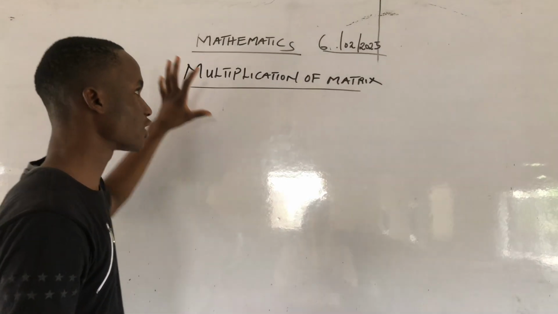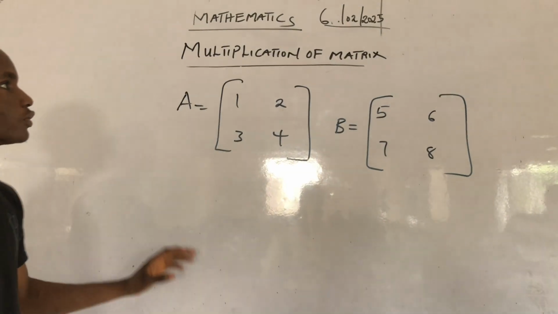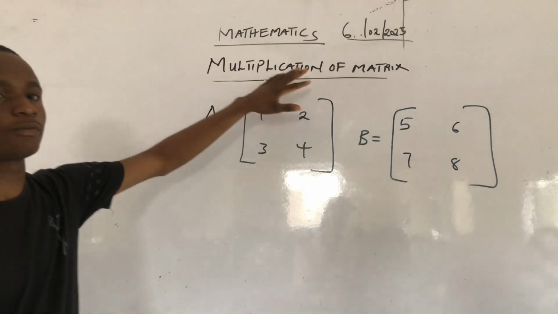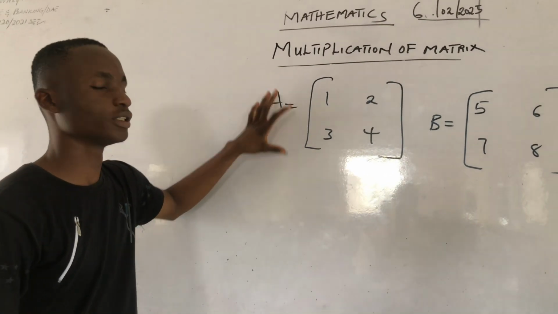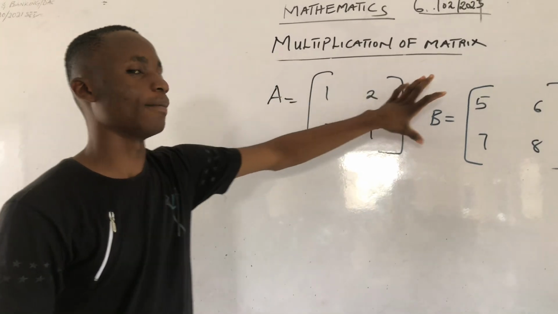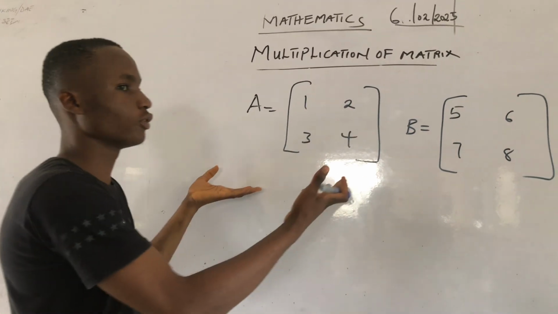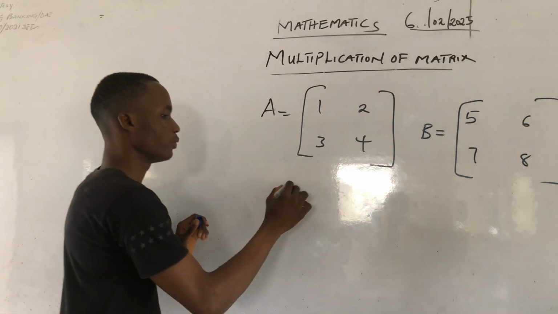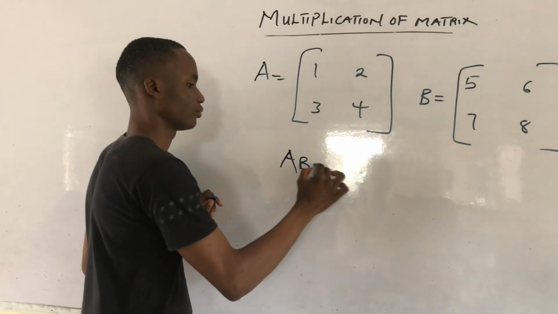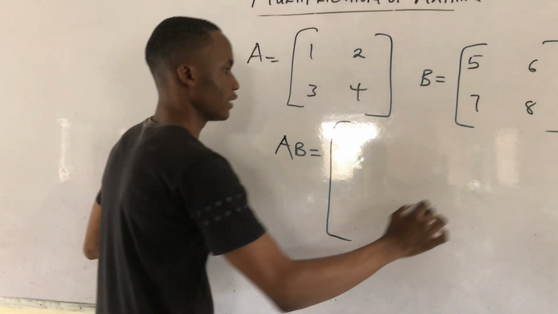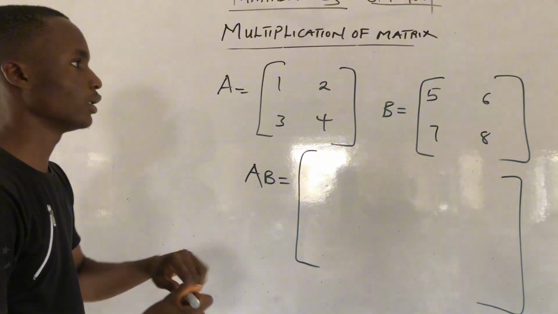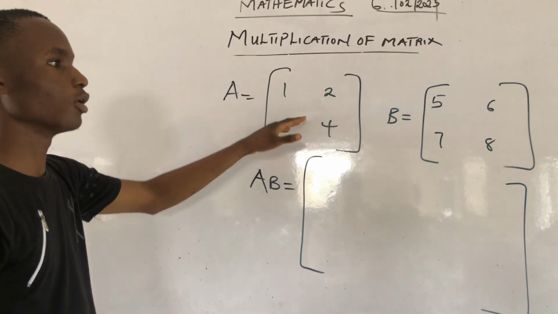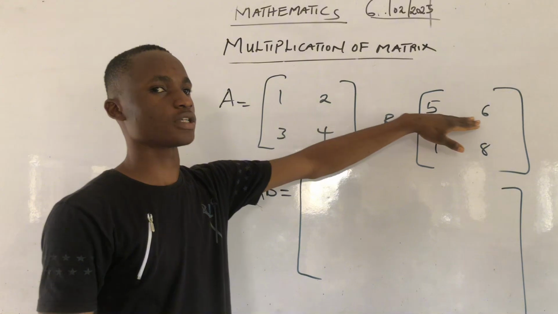So today, let's move into what we have. Okay, so we are going to go back to multiplication of matrix today. So we'll be multiplying these two matrices, which is matrix A and matrix B. We'll be multiplying two of them together. So today we'll be finding AB. So let's find AB. To multiply these two matrices together, the column of the first one must be equivalent to the row of the second one.